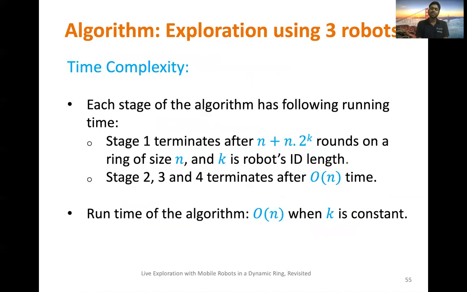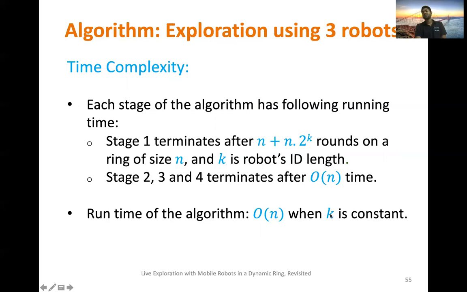As for the time complexity, it's easy to see that stage 1 terminates after n plus n times 2 to the power k rounds, because in each phase, for the ith bit, if it is 1, it moves 2 to the power i rounds. So n times 2 to the power k, basically. And typically k is constant. All the other stages, 2, 3 and 4, only move in the opposite direction, so they take n rounds. So the total time is n plus n times 2 to the power k, but typically k is constant.